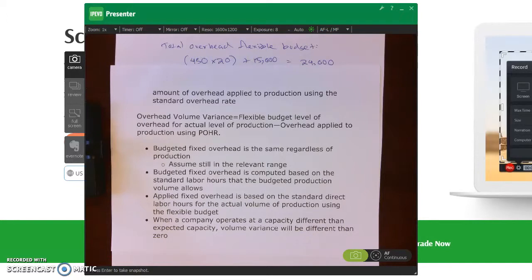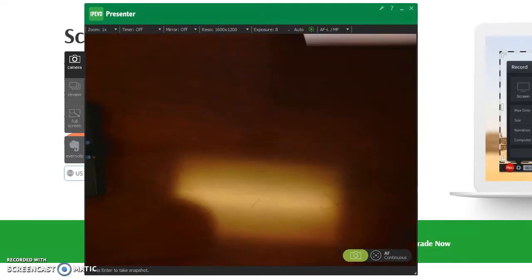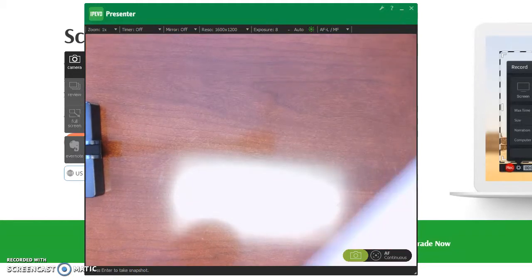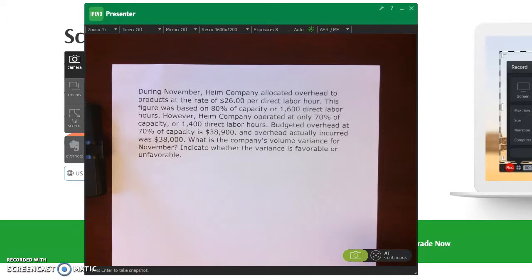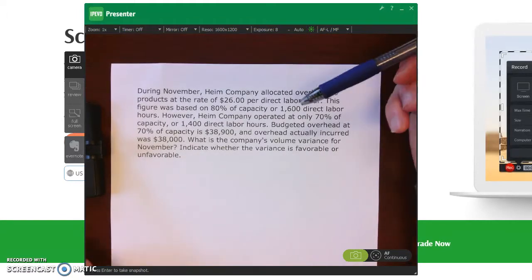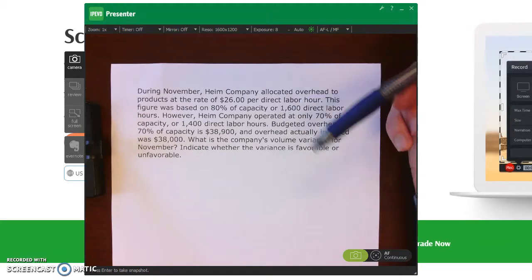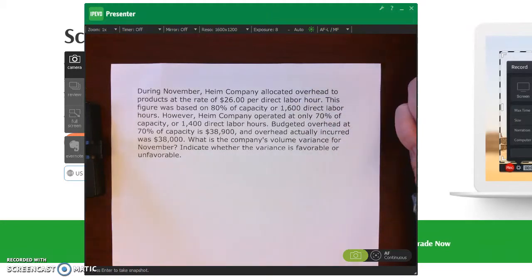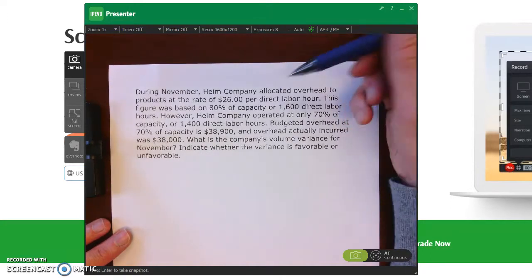Okay? So let's jump ahead to this problem on page 26. I want to look at this problem because we're going to calculate the overall cost variance, and then separate that overall cost variance into a volume variance and a controllable variance. It's a good problem for summarizing all the overhead variances.